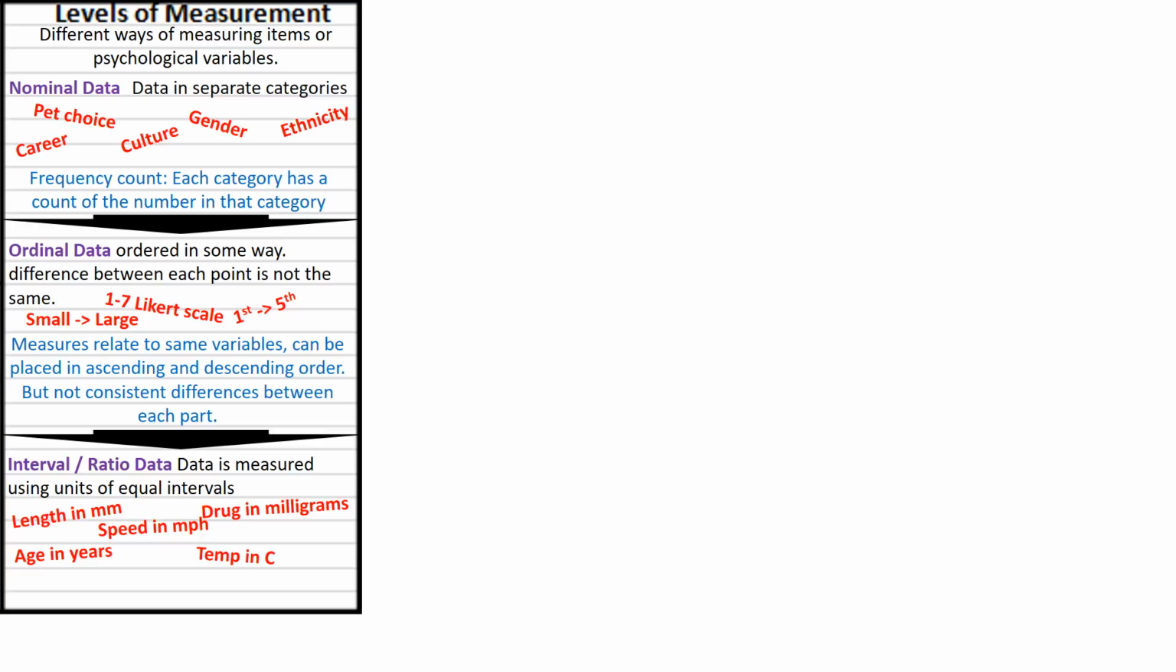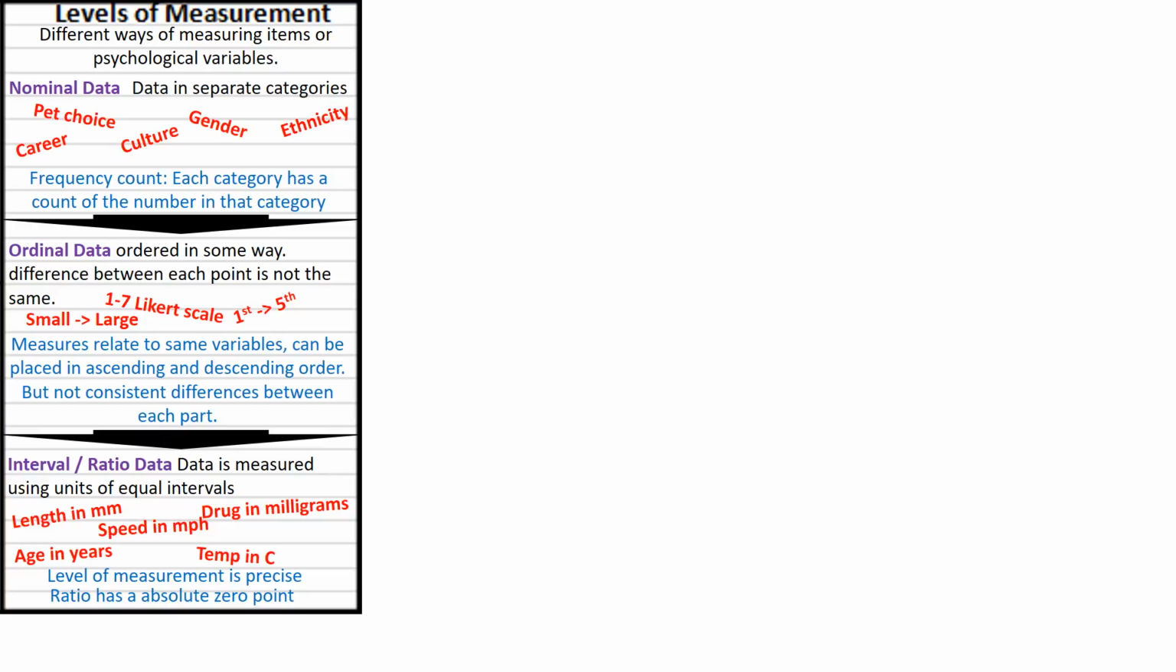These can all be measured with interval and ratio data. So we would say that the level of measurement is precise. Just out of interest, the difference between interval and ratio data is that ratio has an absolute 0 point. So this would be length in millimeters, speed in miles per hour, age in years.